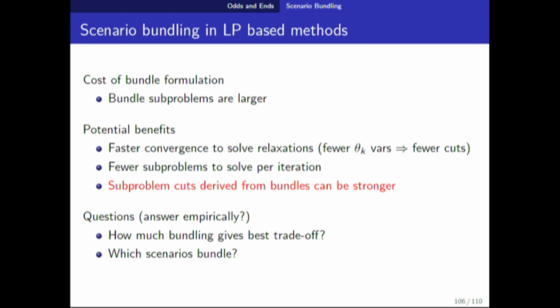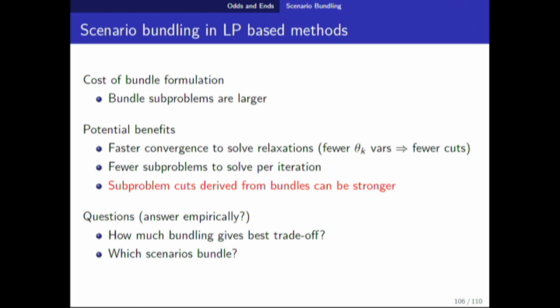Also, although those subproblems are larger, you have fewer of them to solve, so that's good. If you can solve that big subproblem pretty fast anyway, great. So you have fewer of them to solve. But the most important reason why this could be beneficial is in the case of stochastic integer programming.